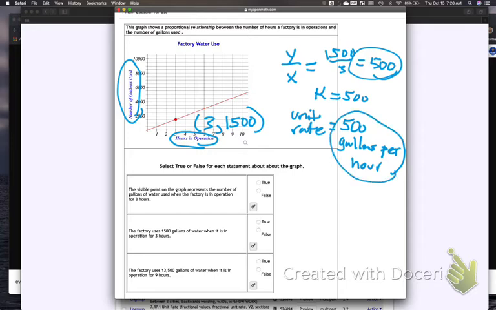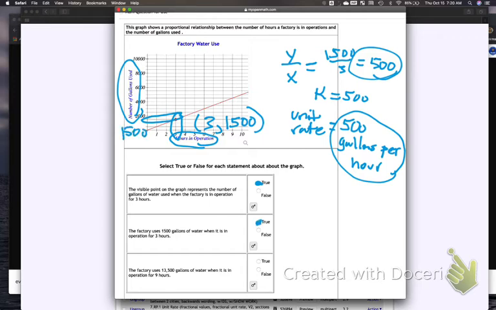Now, once we have that information, we should be able to answer these true or false questions. So the first one says the visible point on the graph represents the number of gallons of water used when the factory is in operation 3 hours. Well, clearly, that is what is happening right here, 3 hours. So we know that this one will be true. The second one, the factory uses 1,500 gallons of water when it is in operation for 3 hours. Well, we already knew 3 hours, and we already figured out that that was 1,500. So this one is also true.